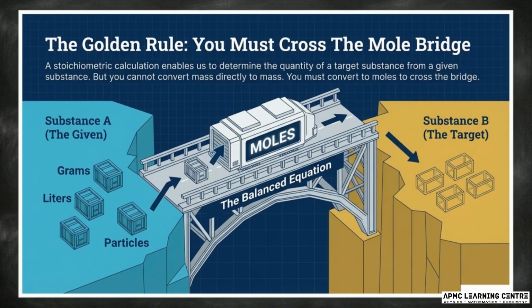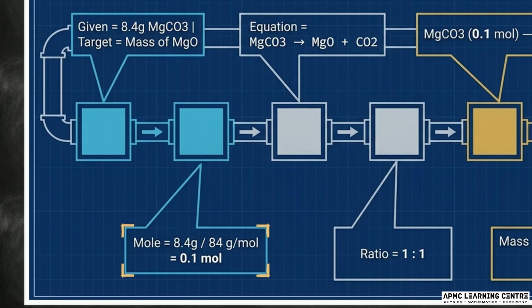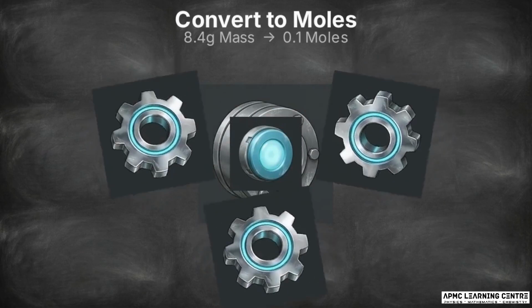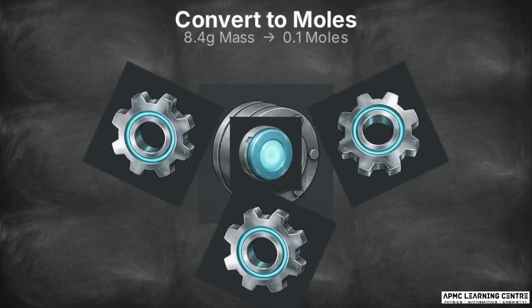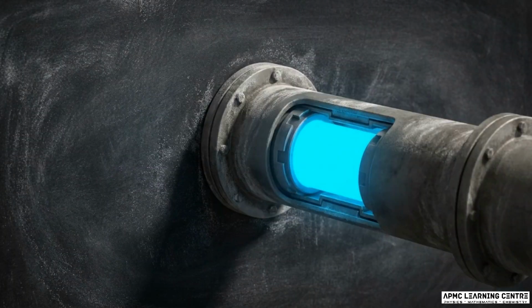To cross the gap from your given substance to your target substance, data must be converted into a counting unit called moles. We divide our starting 8.4 grams by the molar mass of magnesium carbonate, 84 grams per mole. This calculation converts our given data into 0.1 moles. Converting to the mole unit provides the power to drive the rest of the engine. This conversion is the mandatory first step for translating one physical material into another.